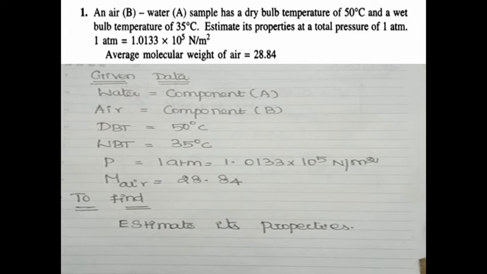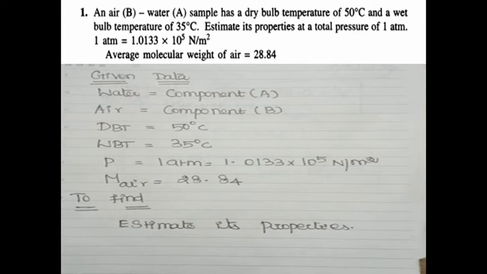Okay. So here they have not mentioned individual properties. Simply they have mentioned estimate its properties. What do you do here? We are going to calculate all the properties using the psychrometric chart.